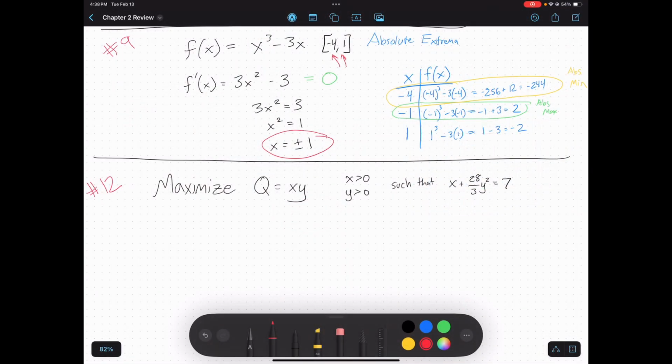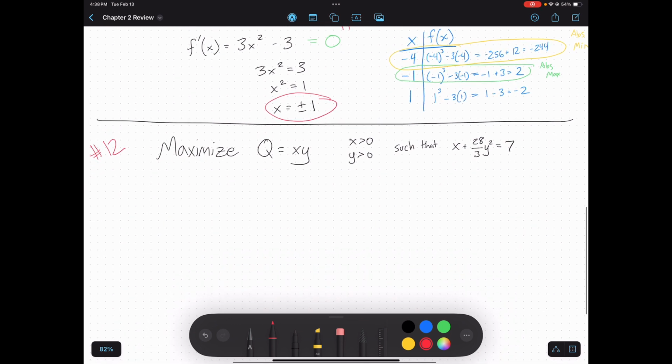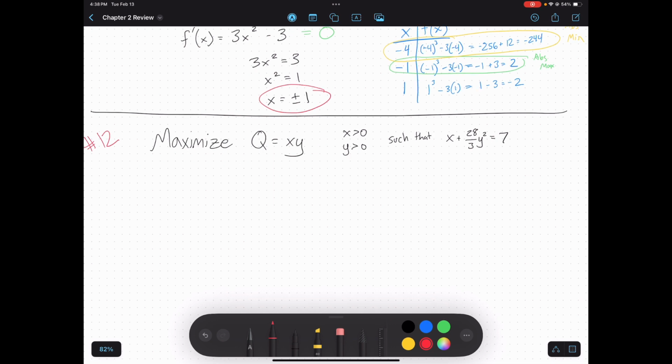Okay, let's look at number 12. So with number 12, I just wanted to quickly go through the process of optimization again. In this problem, we're trying to maximize Q, which is a product of two different positive numbers. Notice x must be greater than 0 and y must be greater than 0. So x times y, such that x plus 28/3 y squared must equal 7.